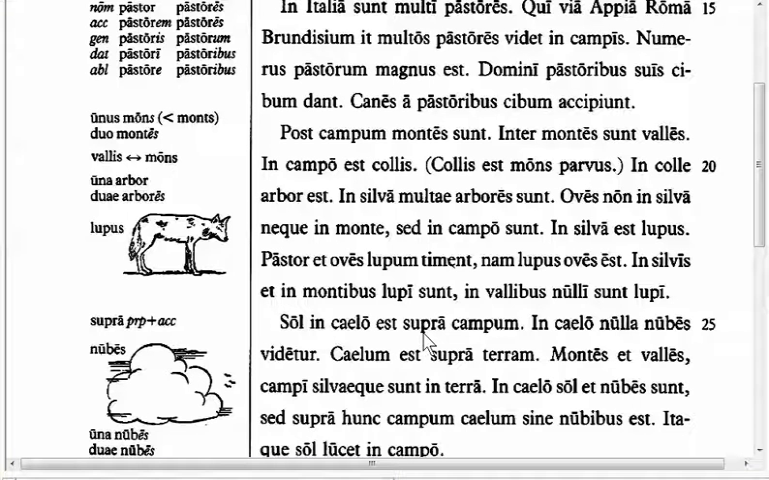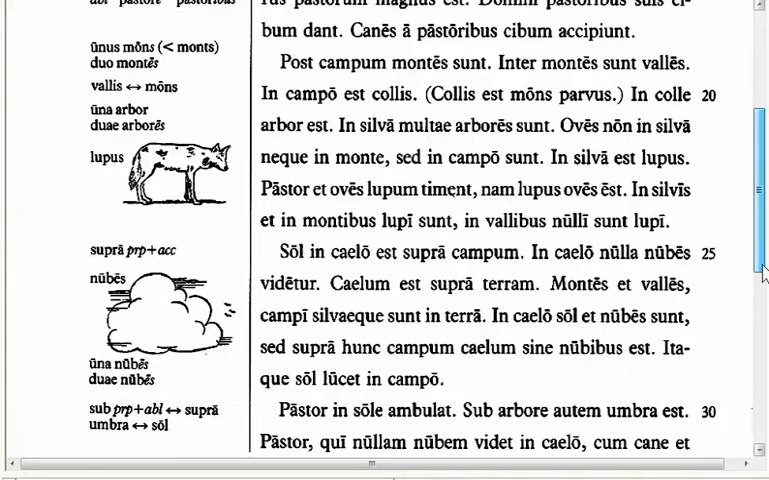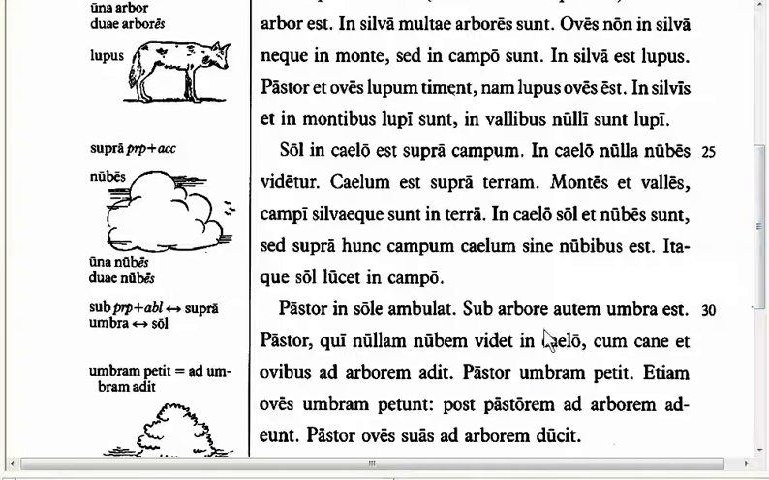Notice, though, that we have in line 30, sub arbore autem umbra est, but the shadow or shade is under the tree. So sub arbore, what case does sub take? Sub takes the ablative when you're talking about a location, like he is under the tree. If you were saying that using motion with sub, like he is going under the tree or moving under the tree, then sub would take the accusative.